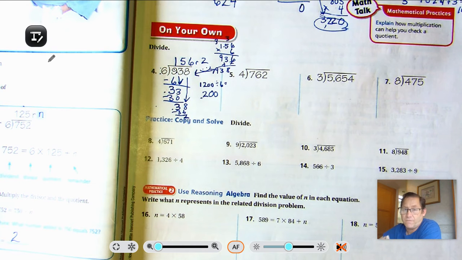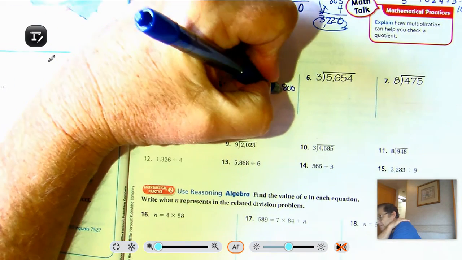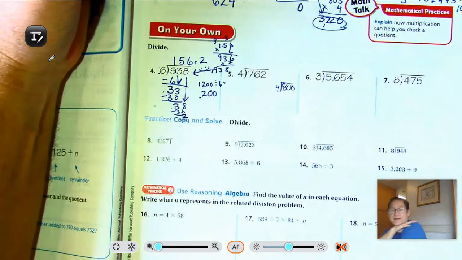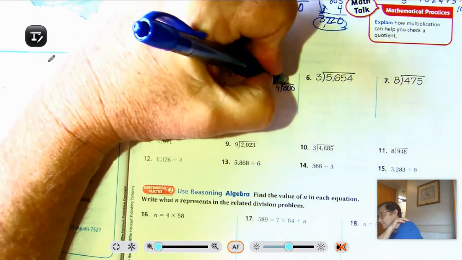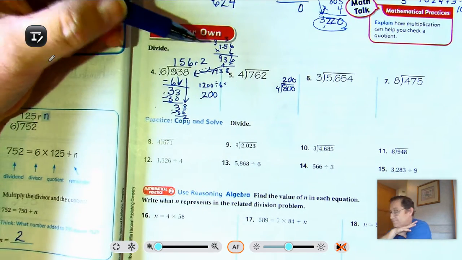All right, 762 divided by 4. Well, the multiples of 4 are 4, 8, 12. Well, 8 is the closest to 700, right? So let's change 762 to 800 to divide by 4. 800 divided by 4 is 200. All right, so I should expect an answer close to 200.